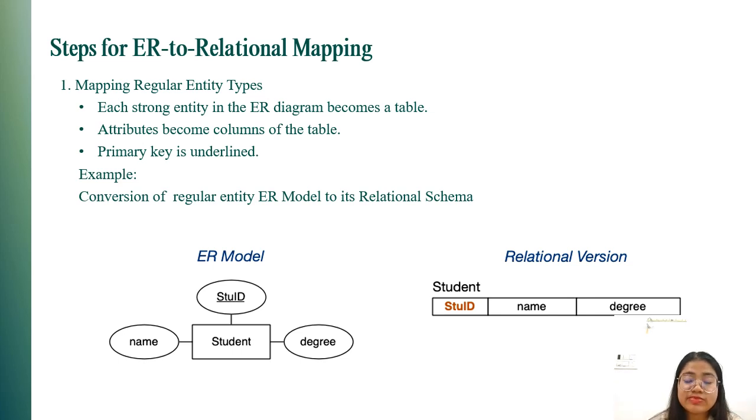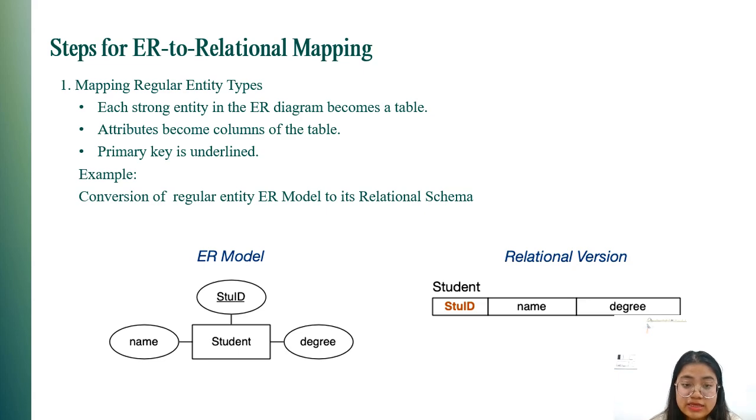Now we have the steps. How are we going to map the ER diagram to a relational schema? First, we are going to map the regular entities. By regular entity, we mean the strong entity which has its own unique identifier and which can exist alone. So the steps are, we are just converting it.